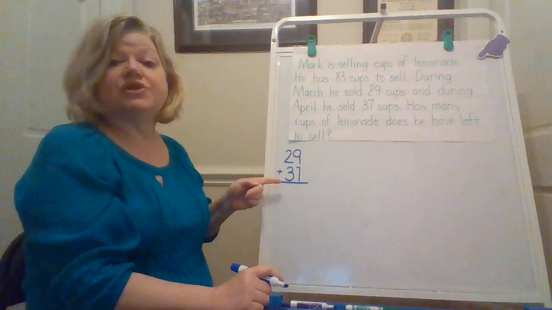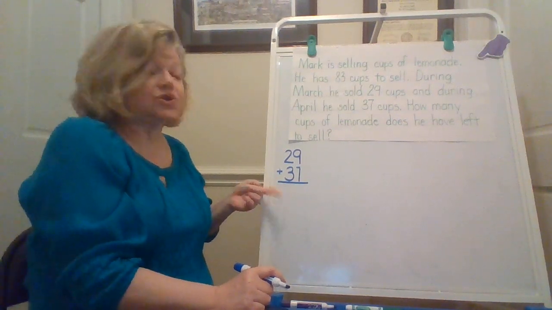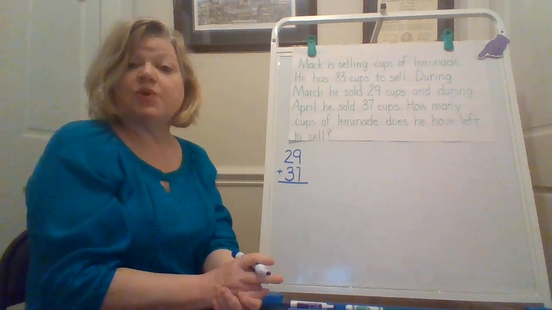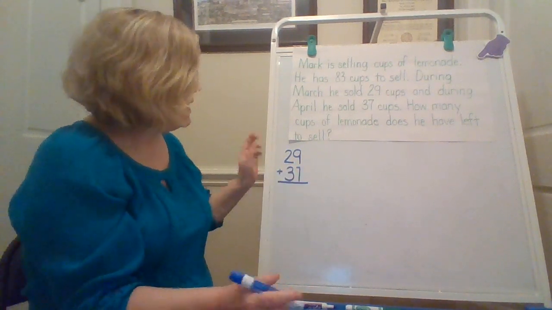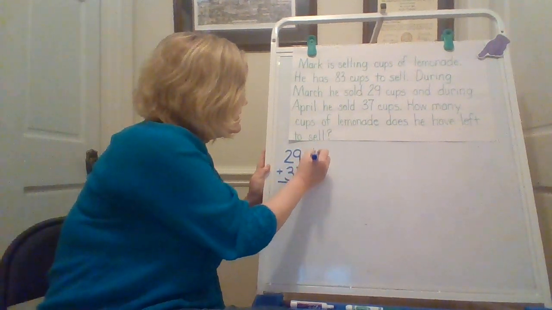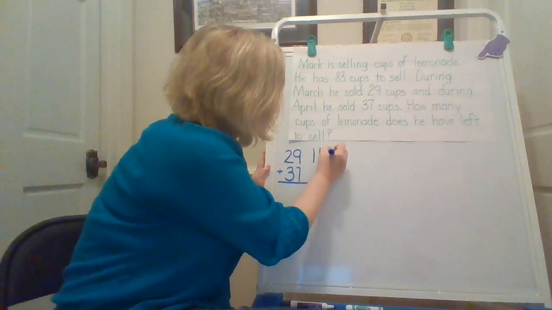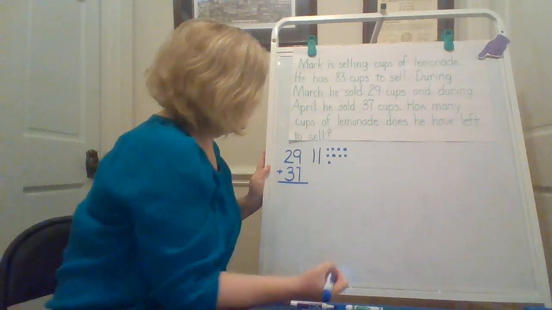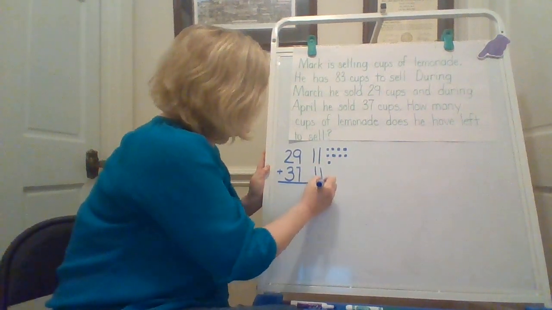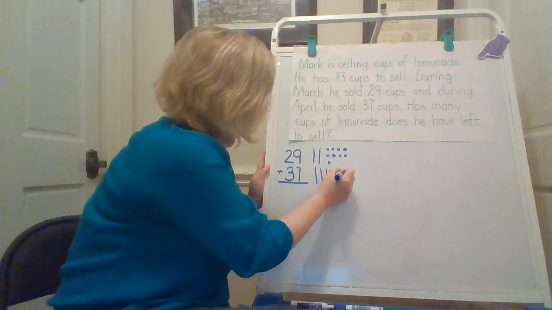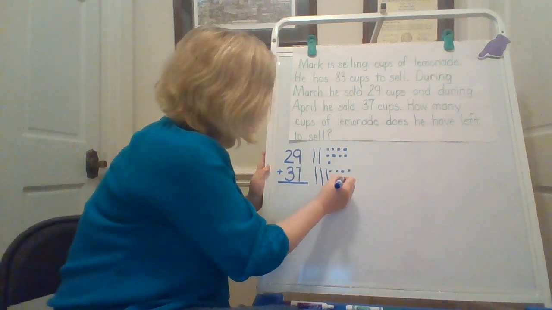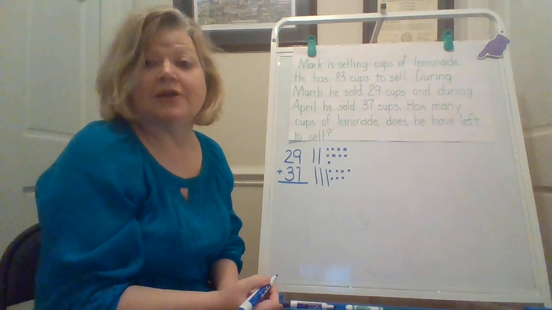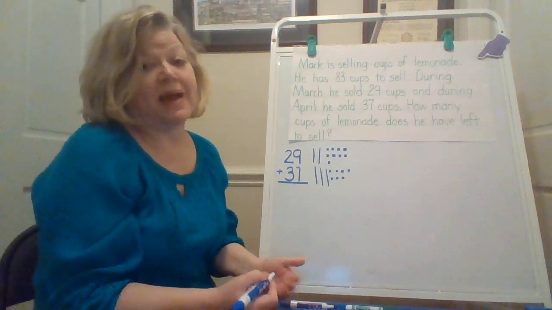Now, some of my friends are going to be able to stack this because you were working on that before we got out. But I am going to demonstrate by representing. And I am going to represent 29. And I'm going to represent 37. And I always like to check myself because if I do not draw it correctly, then my answer is not going to be correct.